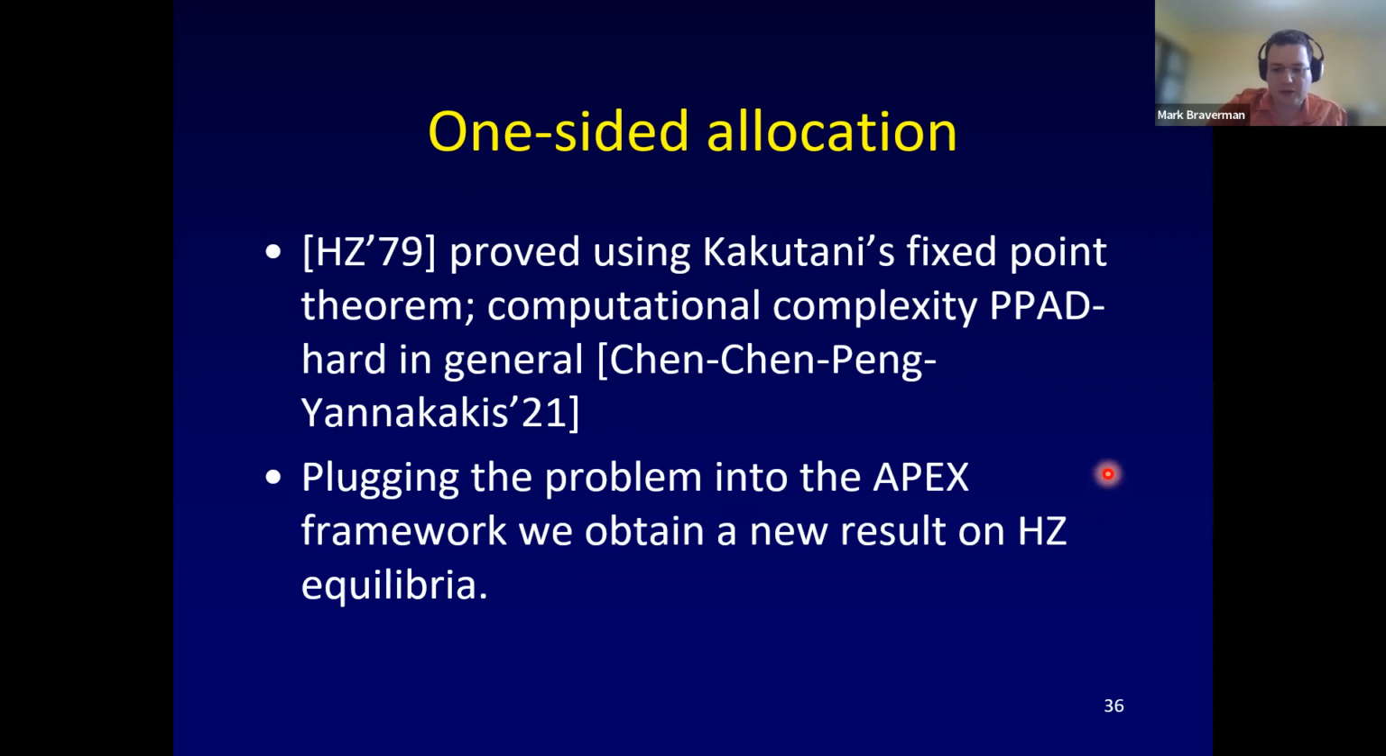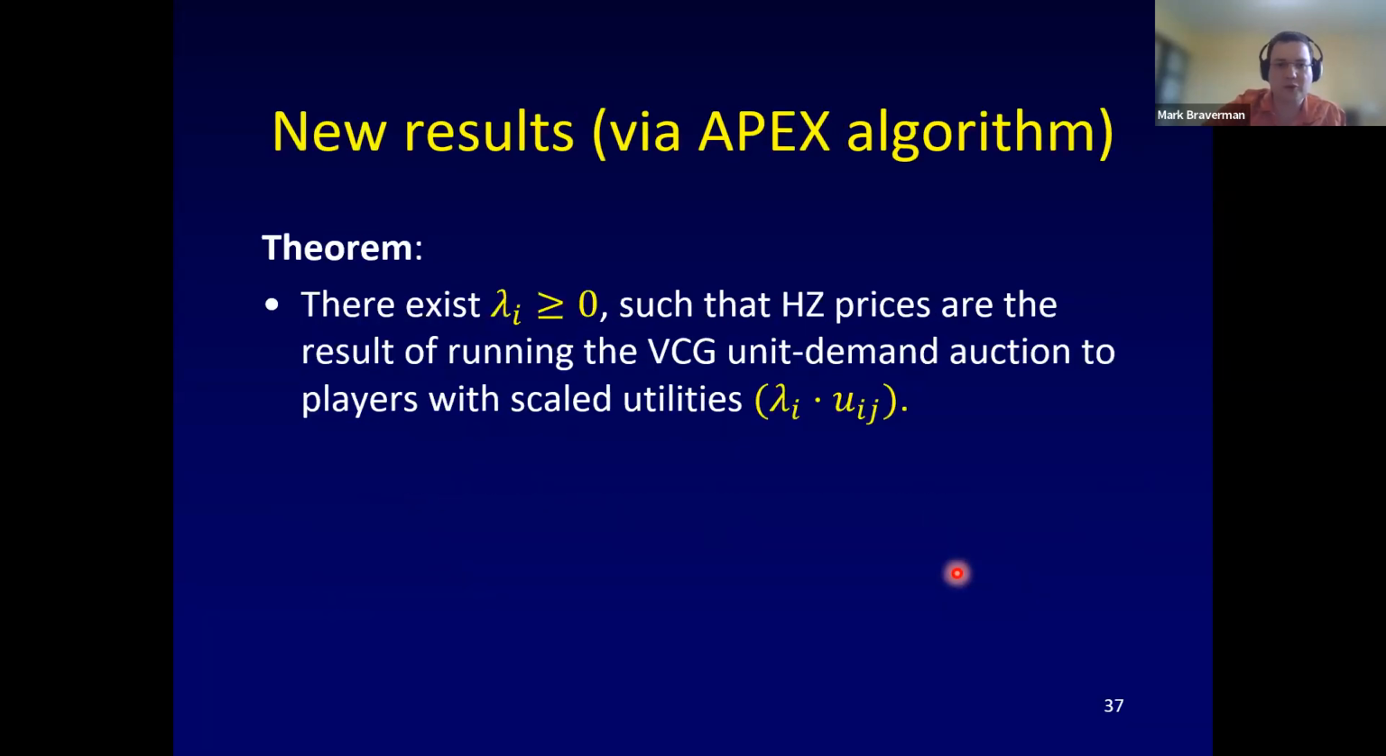So we get a refinement of this result of the following form. This is a new theorem. There exist scalings of the utilities by some lambda_i's such that the Hylland-Zeckhauser prices are the result of running a VCG unit demand auction with those scaled utilities. So basically, you can always rescale the players, and rescaling should almost be thought of as a non-operation, because utilities in a world without money are only defined up to a scaling factor anyway.